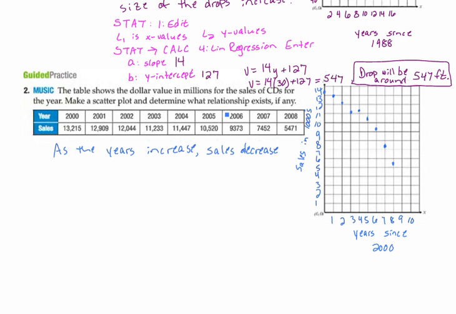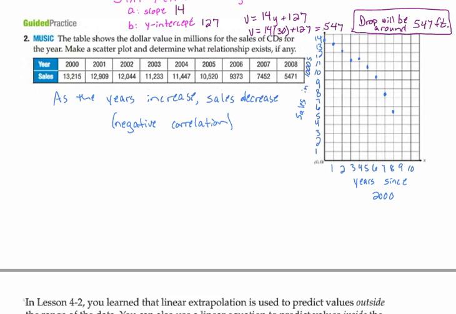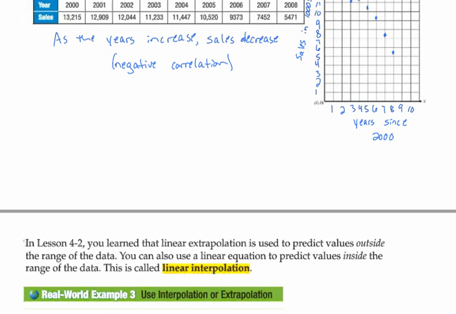So determine what relationship exists, if any. As the years increase, the sales are decreasing. So I'm going to say that this is a negative correlation. Okay, so if having to graph, look at that, figure out the best way to present your graph.